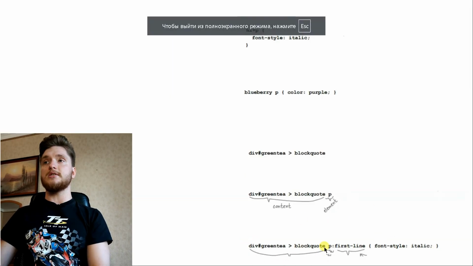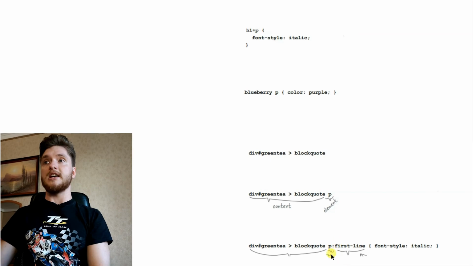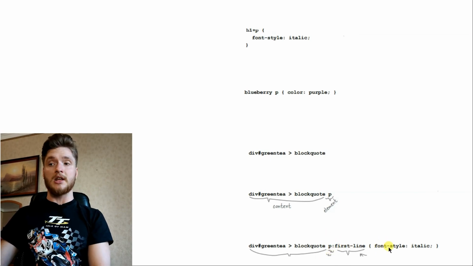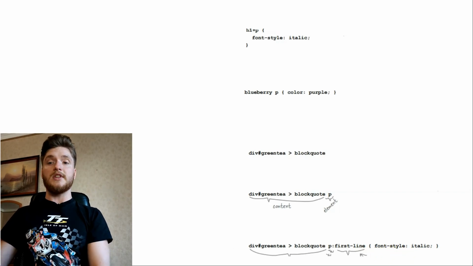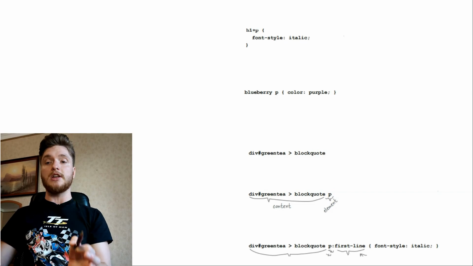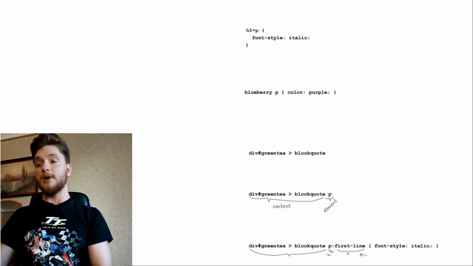Div green is the context, then the element, and then we add a pseudo-element, first-line, to select only the first line of the paragraph. That's quite a complex selector. Feel free to construct your own selectors using this same method.